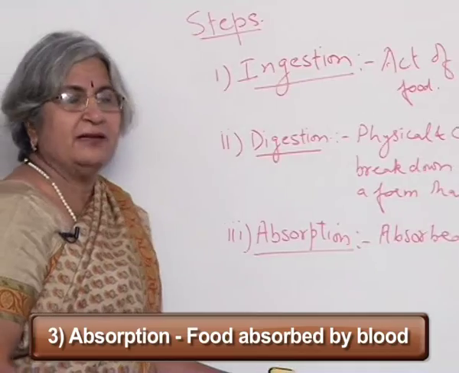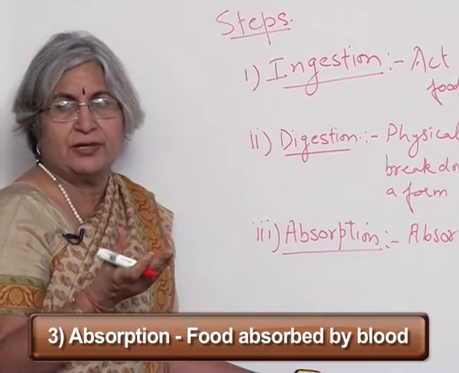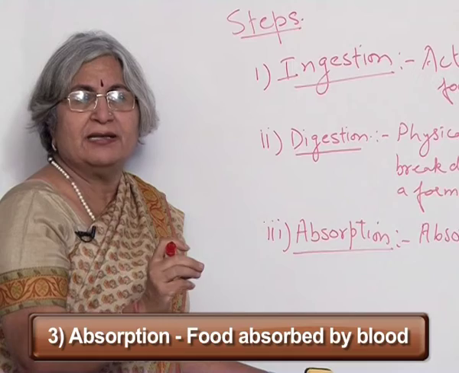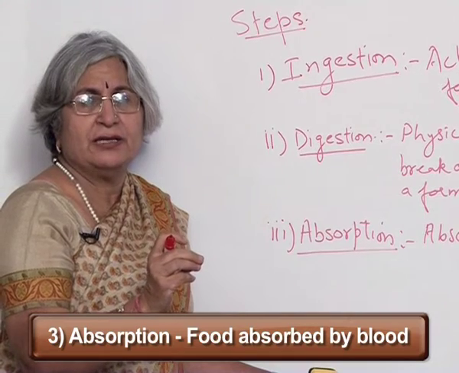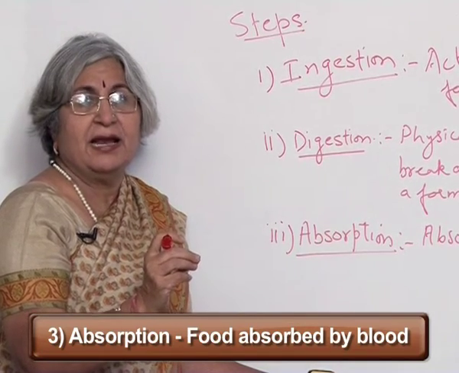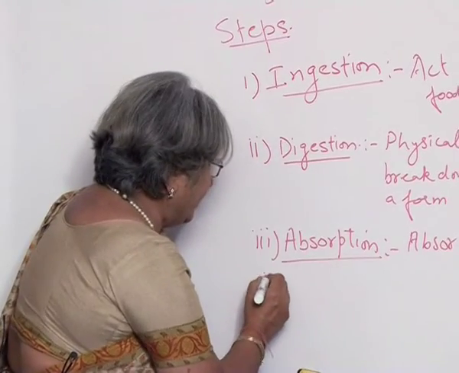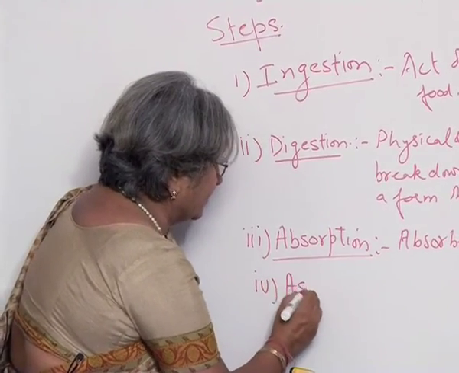This food is then transported or distributed by blood, reaches the cell where it is burnt in the presence of oxygen to release energy, and this utilization of food is the next step called assimilation.